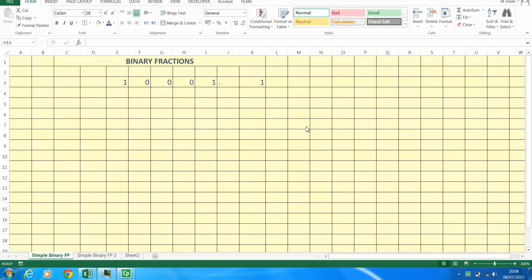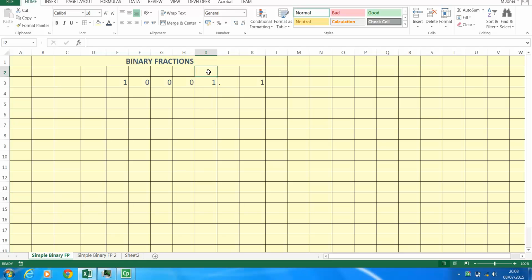This set of tutorials will focus on how we represent binary fractions or real numbers into denary, and we do the conversion. Now, dealing with binary numbers as integers is relatively straightforward, and we can see that through this example.